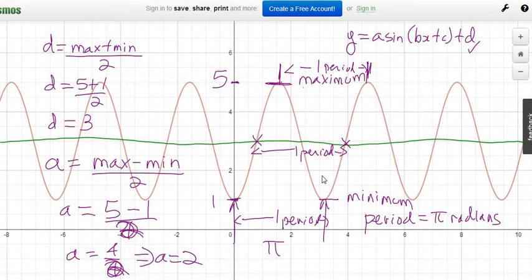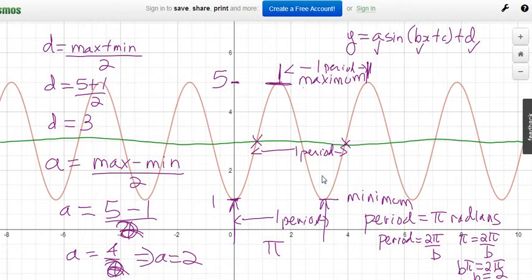Now you are given a formula on your formula sheet, right? So remember, A and D are easy to figure out, right? But B, the formula you're given is period is equal to 2 pi over B. We know the period is pi, so we'll go pi is equal to 2 pi over B. And so we'll just cross multiply, get b pi is equal to 2 pi, so b is equal to 2. So we got that.